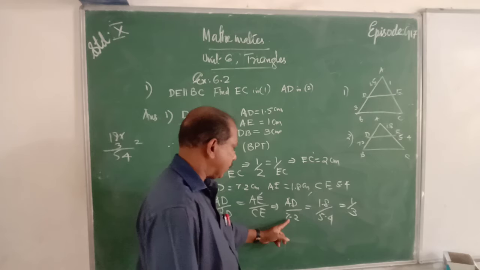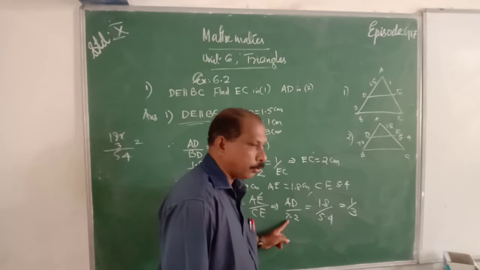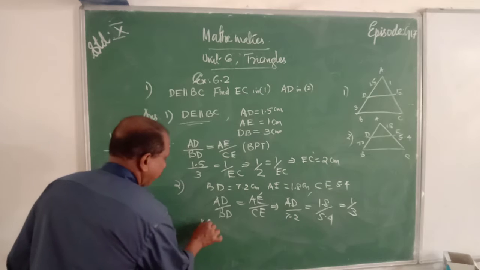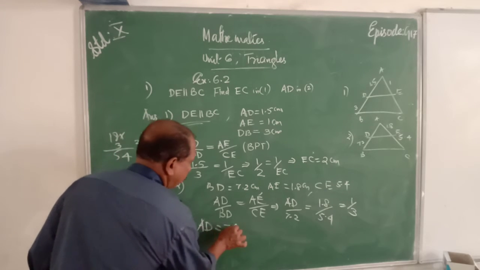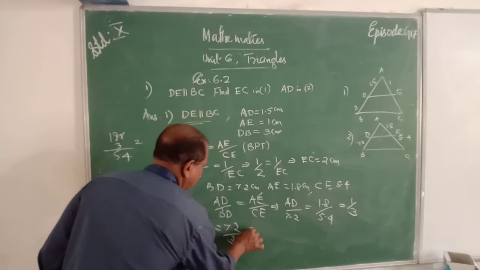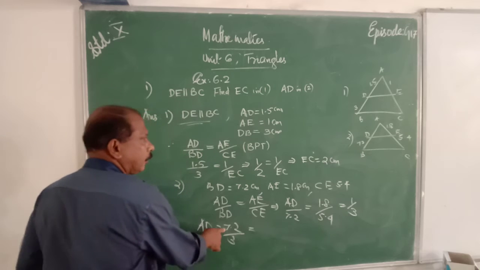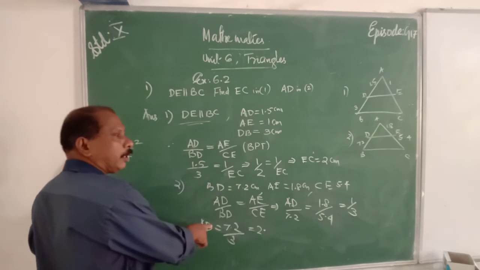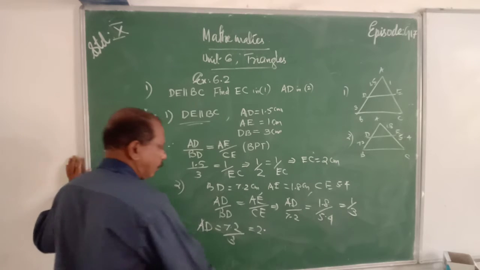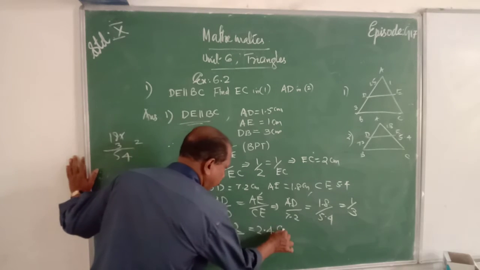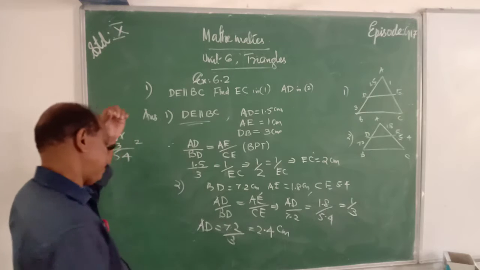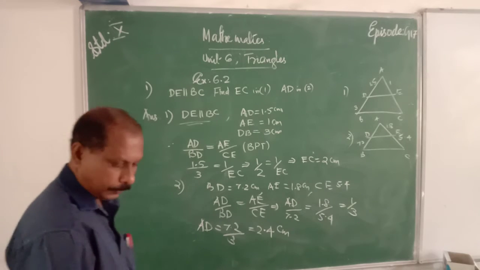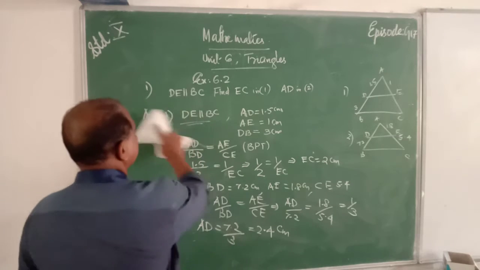Therefore, by cross multiplication, AD is equal to 7.2 by 3. In 7, how many 3s? Two 3s are 6, that is 2. The remainder is 1, then 12. How many 3s? Four 3s are 12. That is 2.4 centimeters.